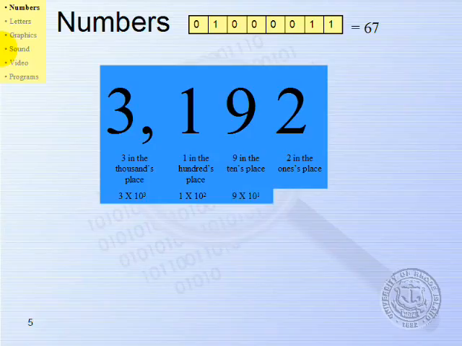The 9 is 9 times 10 to the first power. Remember that anything to the first power is that thing, so 10 to the first power is 10, so the 9 represents 9 times 10. The 2 represents 2 times 10 to the 0th power. Anything to the 0th power is 1, so the 2 represents 2 times 1.